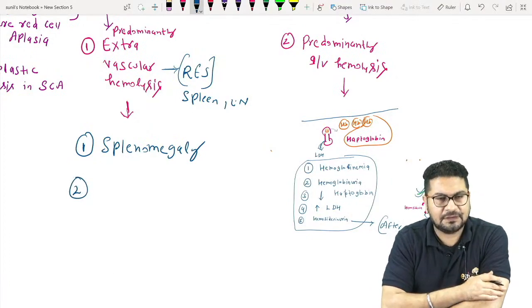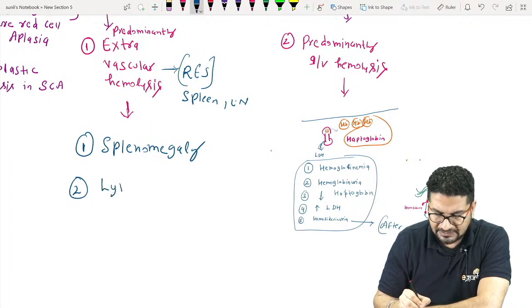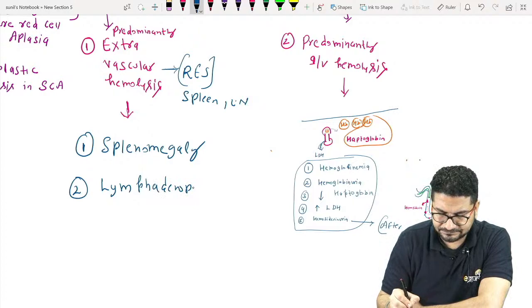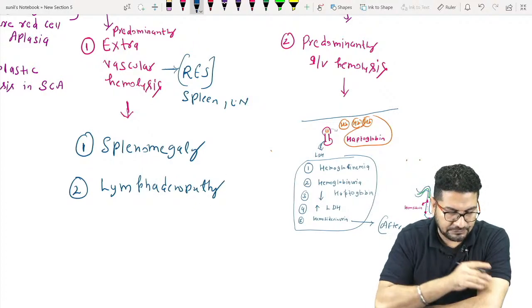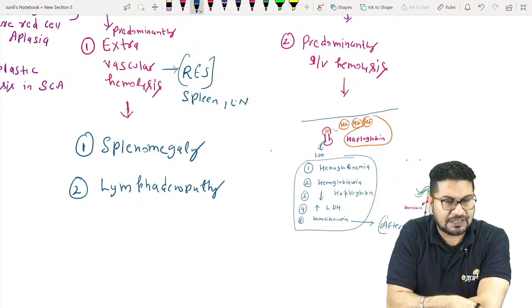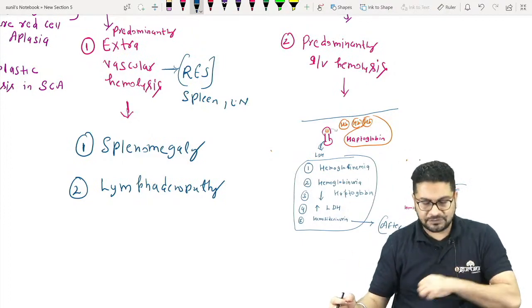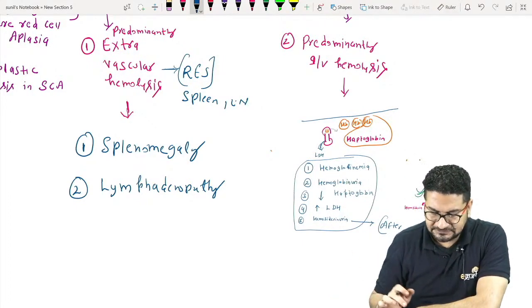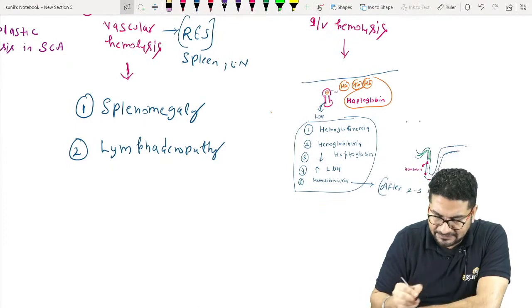If you see some of the RBCs, they are going into lymph nodes, so sometimes in anemia you can also see lymphadenopathy. RBCs are dying where? They are dying in lymph nodes, they are going into lymph nodes. Now see how RBCs are dying, understand how RBCs are dying.